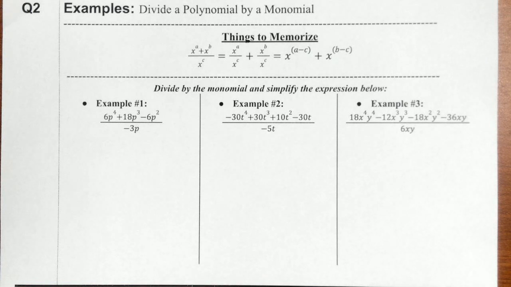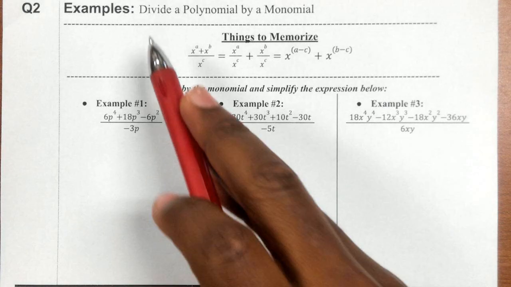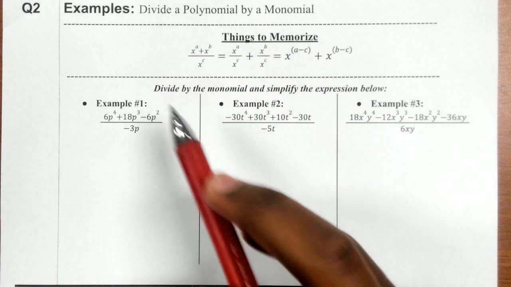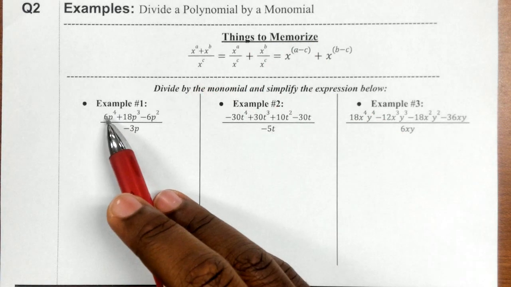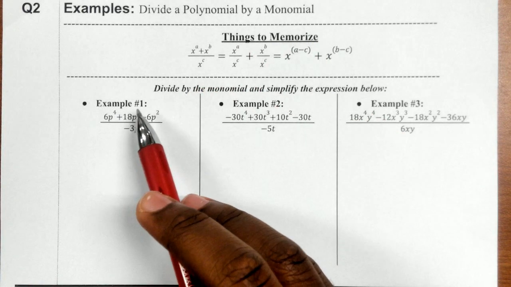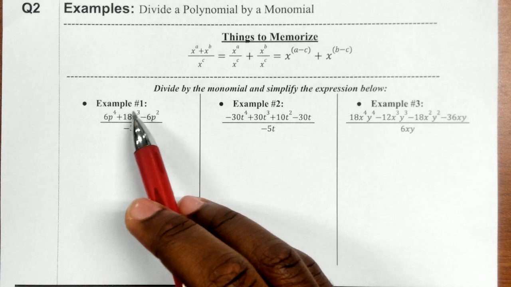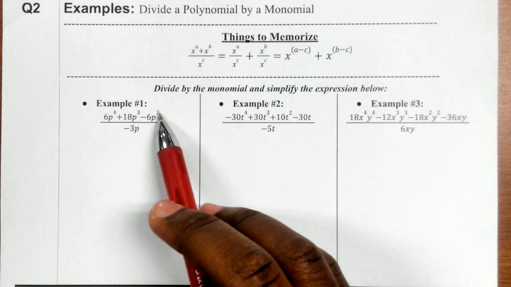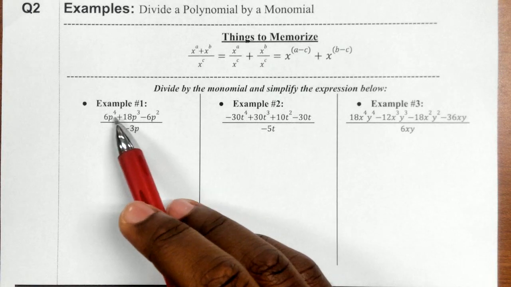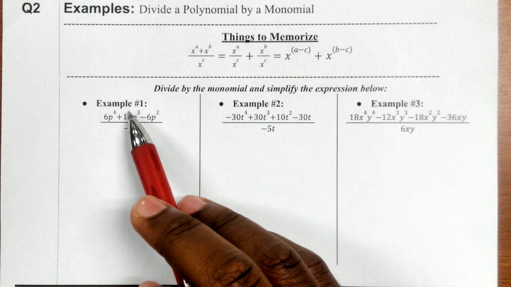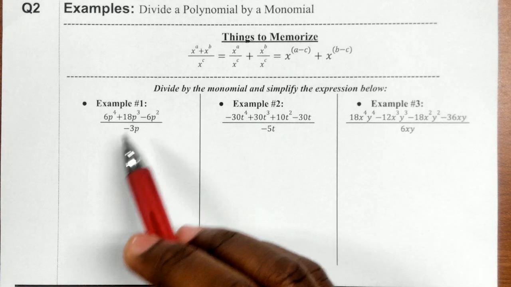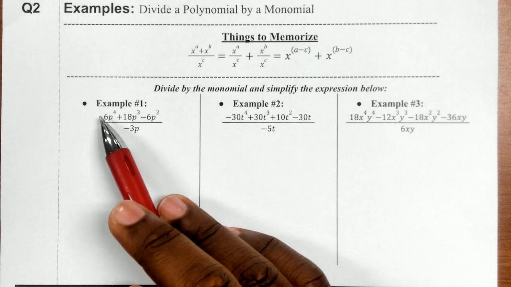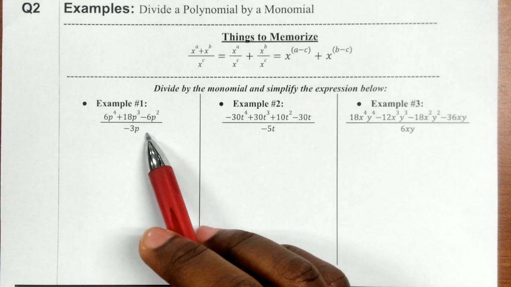Question number 2 wants us to divide a polynomial by a monomial. A polynomial is an expression that has more than two terms. A monomial means you only have one term. So that's why we're dividing a polynomial by a monomial.